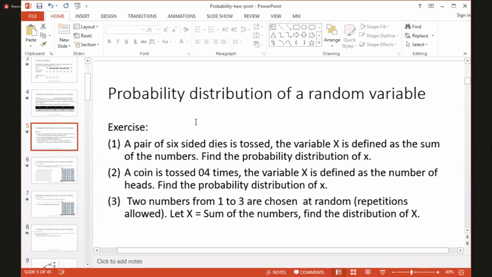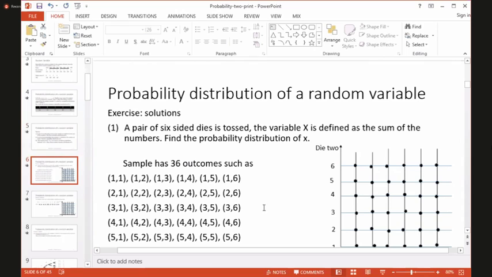We take the 2 dice, and of course the sample space, I think we have on the next slide. So we want to calculate the probability distribution of x, right? x is the sum of the 2 numbers. If you go to the next slide, you see the sample space. I just modified it so you can understand the different possible outcomes. This is not the range space, this is the sample space. Remember, if a pair of 6-sided dice is tossed, variable x is defined as the sum of the numbers. We haven't come to that part yet, but this is the sample space.